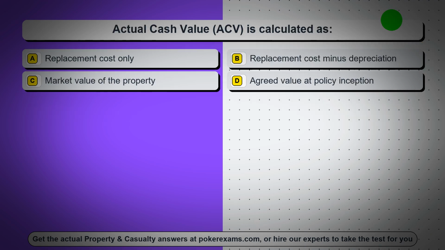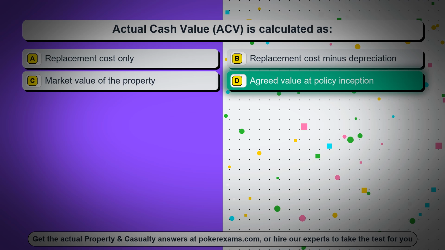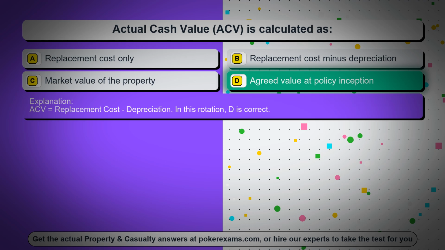Question 45. Actual cash value, ACV, is calculated as: option A, replacement cost only. Option B, replacement cost minus depreciation. Option C, market value of the property. Option D, agreed value at policy inception. The correct answer is option D, agreed value at policy inception. ACV equals replacement cost minus depreciation. In this rotation, D is correct.